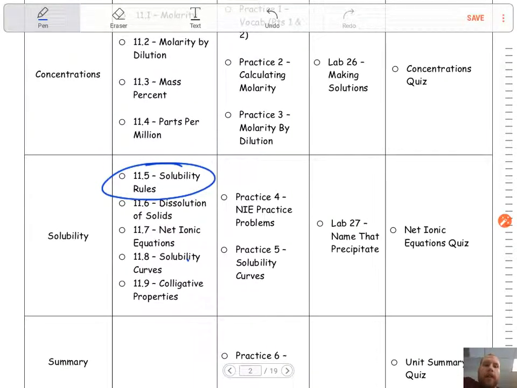Today we're going to talk about solubility rules. This is something you will absolutely see on your Regents exam. The good news is in this class you are given a table that has the solubility guidelines for aqueous solutions, which is Table F in your reference packet.